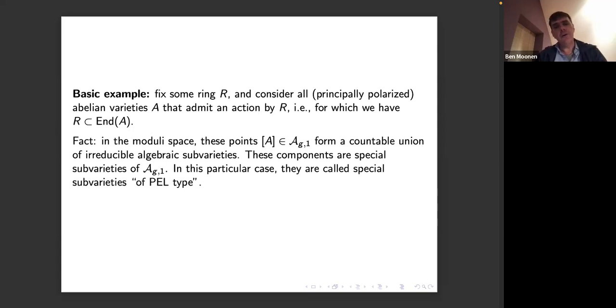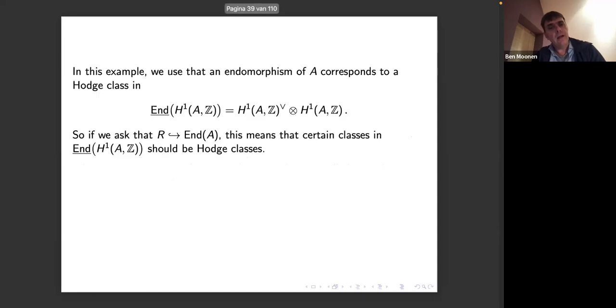These are often referred to as special subvarieties of PEL type, and PEL refers to the fact that we're looking at abelian varieties with a given polarization, with given endomorphisms, and a given level structure. I personally don't like the PEL terminology so much, but it's there.